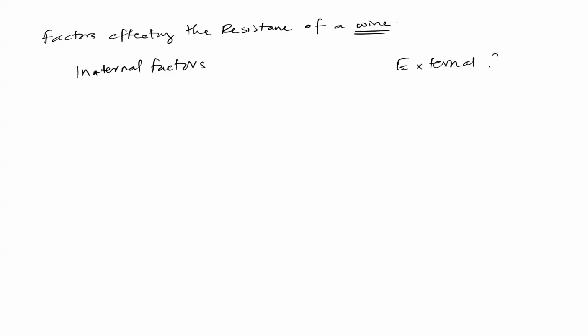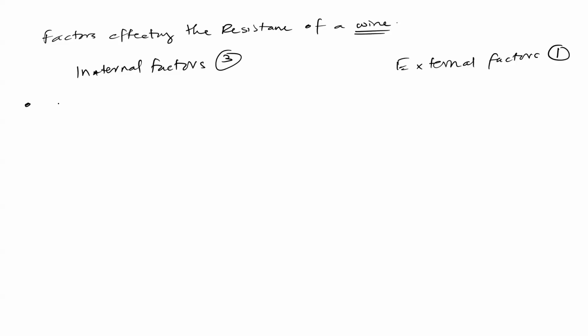Factors affecting the resistance of a wire, any wire or any metal conductor, a metal which can conduct electricity. If you look at that, there are actually 4 factors which affect the resistance of a wire. 3 are internal factors and 1 external factor. 3 internal factors and 1 external factor.